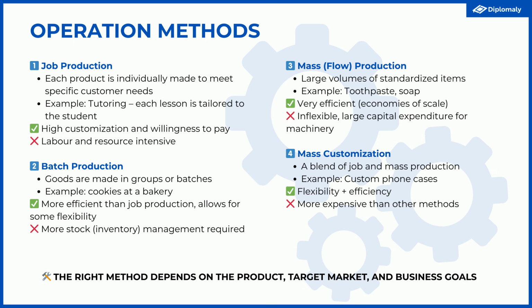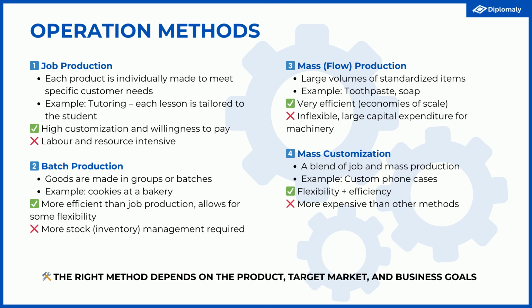A great example of this is tutoring, where a tutor would have to consider the individual student's requirements in developing a plan to help them improve. Due to the level of customization, there is often increased willingness to pay from the consumers. But job production is resource and labor intensive. The second is batch production, which is where goods are produced in groups called batches. This is more efficient than job production and provides greater flexibility, but requires increased stock management and is more difficult to check for quality.